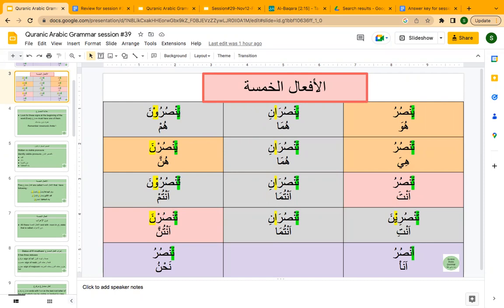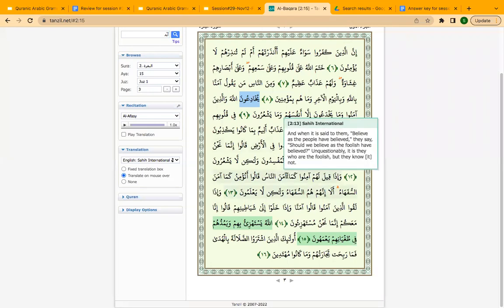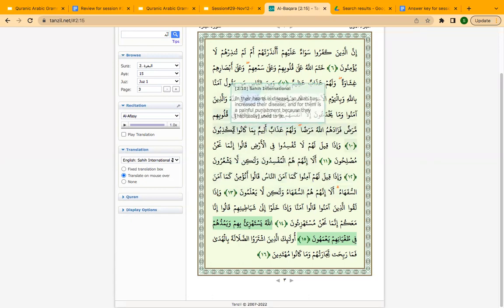Is this clear? Okay. So the beginning and the end, both are very important. That's what I was trying to explain in the beginning when we started this. And this is true for asma, af'al, everything. Okay, so keep that in mind, inshallah. What do you think about Yakzibuna? It is mudare. How do we know this is mudare? Ya is the sign of mudare. Very well done.